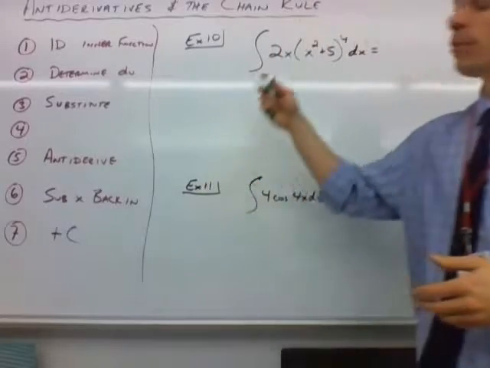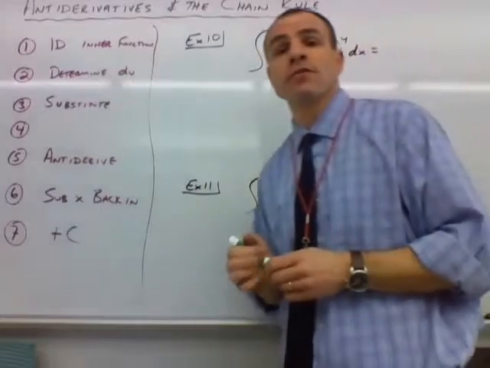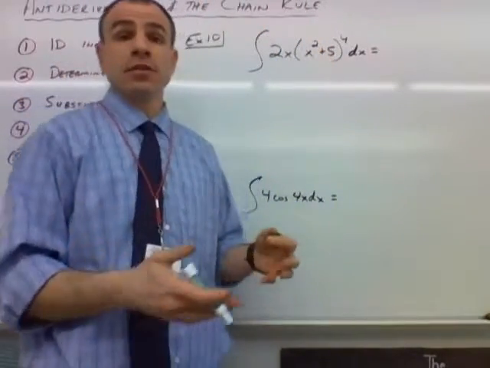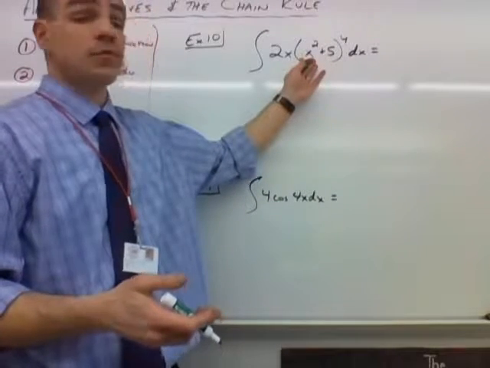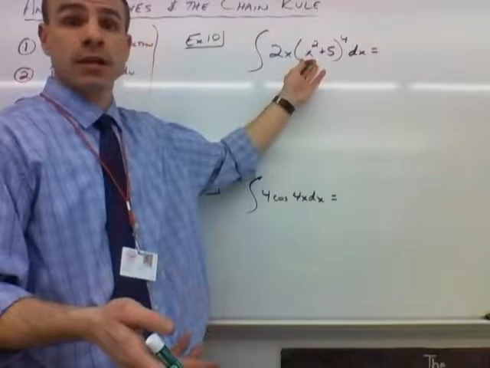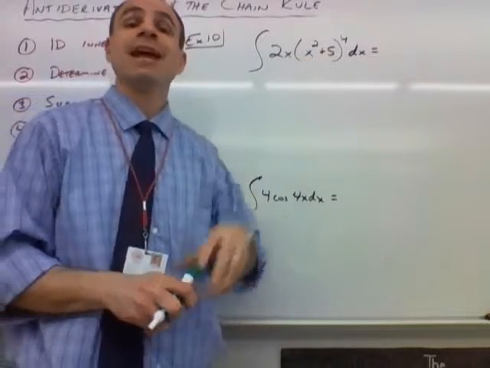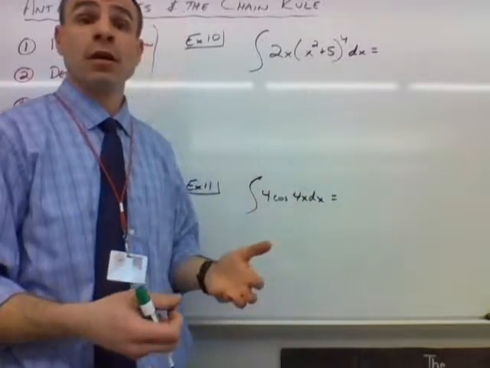Let's start with example number 10 here. We see that we have 2x times the quantity x squared plus 5 to the fourth power. So if we were to try and antiderive this without using u substitution, then we would need to expand this out 4 times, x squared plus 5 times itself again, and then we'd have to distribute a 2x to every single term, and then we'd have to antiderive it. Let's get the answer much quicker.